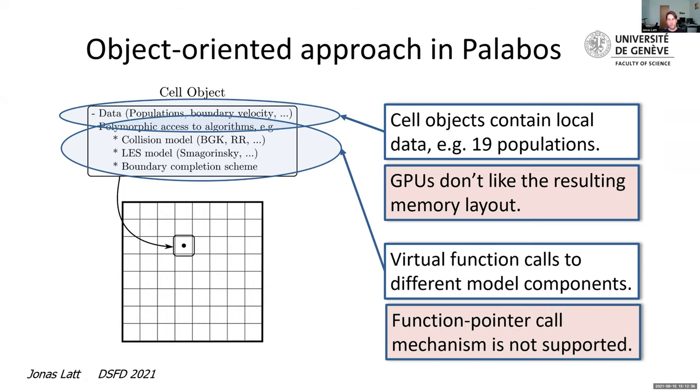They don't like calling functions through function pointers. And actually, currently, virtual functions are not supported at all in parallel algorithms on GPU. So this is not going to work. It is not going to be performant. Actually, it does not work at all for now.